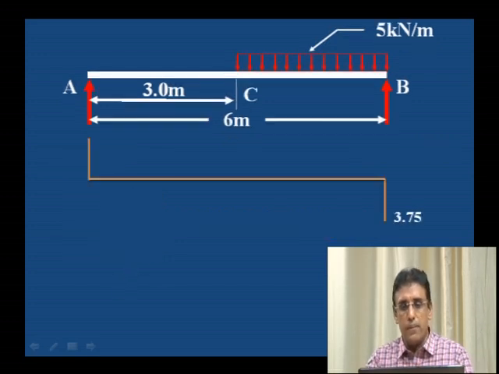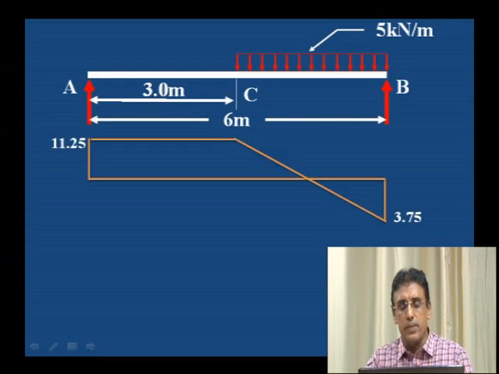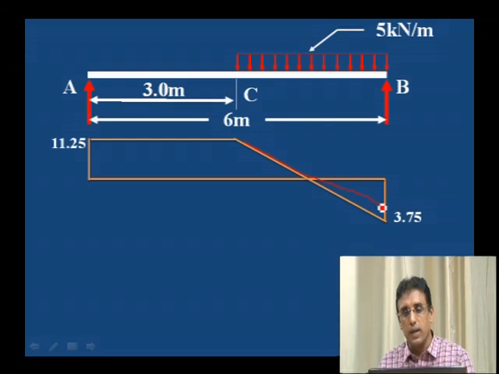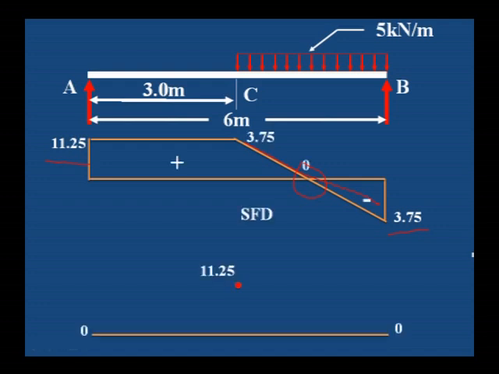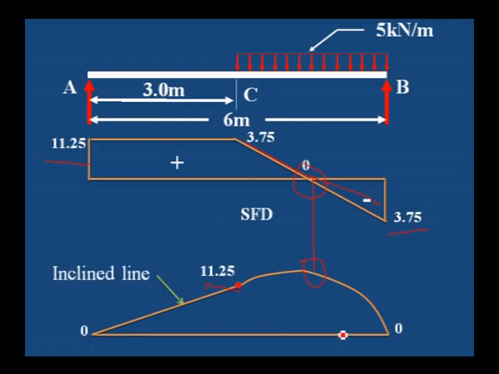Then we can draw the diagram. Here you can see it is the reverse of the previous problem. Where UDL is there, that portion is inclined. This is the place where we will get the maximum bending moment, and these are the values of shear force. And you can see the bending moment diagram also. This particular point is where we will get the maximum bending moment, and 11.25 is the value at C. On the left side it is an inclined line, and on the right side it is parabolic, because uniformly distributed load is acting.